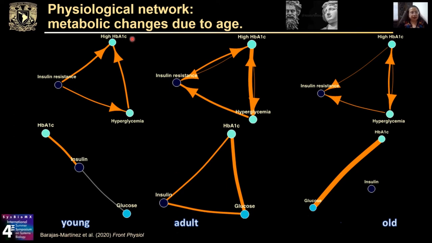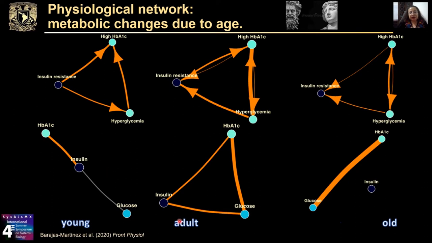If you see, there is a change on the ways that we connect the network. The strength of the network is lost when we are becoming old, but also the system is disrupted as we become old. So there are metabolic changes that can be understood not only because the values of the glucose or the values of the insulin are different from healthy, young, unhealthy, old people. But also there is a strong difference on the connections and on the ways that you go from one system to the other. You connect glucose through insulin and HbA1c.